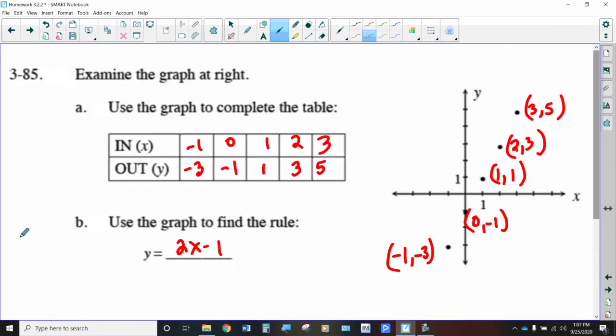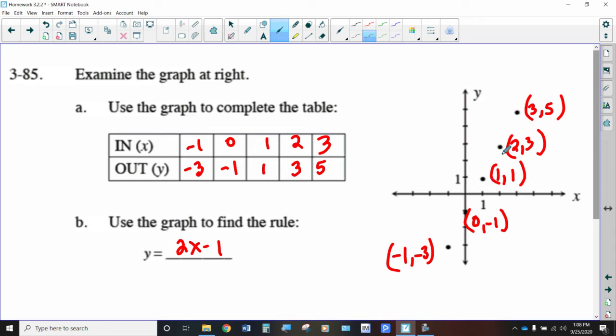Examine the graph at the right. Use the graph to complete the table. All right, so we're looking at the graph, and the graph has been properly scaled. And while they didn't number every one of those tick marks, we know they're counting by ones, right? Because we know this is 0, 1, 2, 3, 4, 5, and so on and so forth.